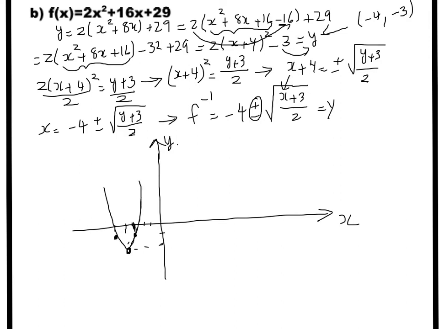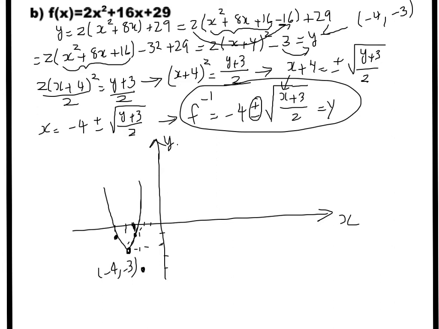Now, to plot the inverse, I'm going to use the fact that every point from the function is going to be reversed, x and y. So if the vertex was at the point negative 4, negative 3, on the inverse, the vertex is at negative 3, negative 4. If this is negative 4 on y, negative 3 is here. So I'm going to get a point here.